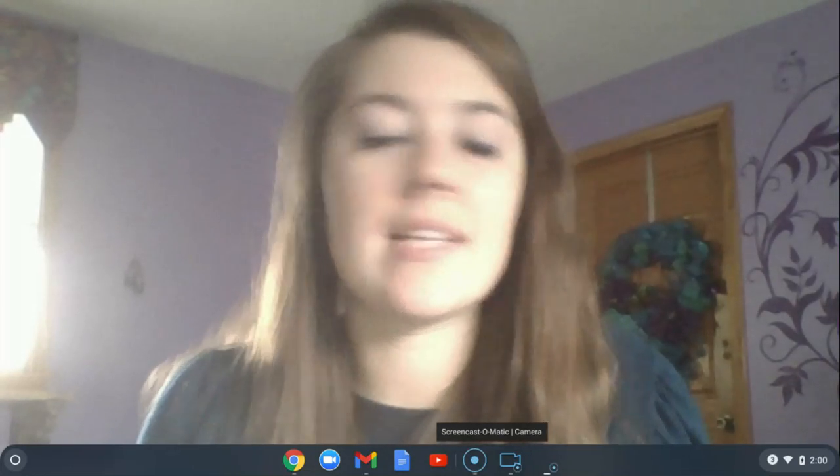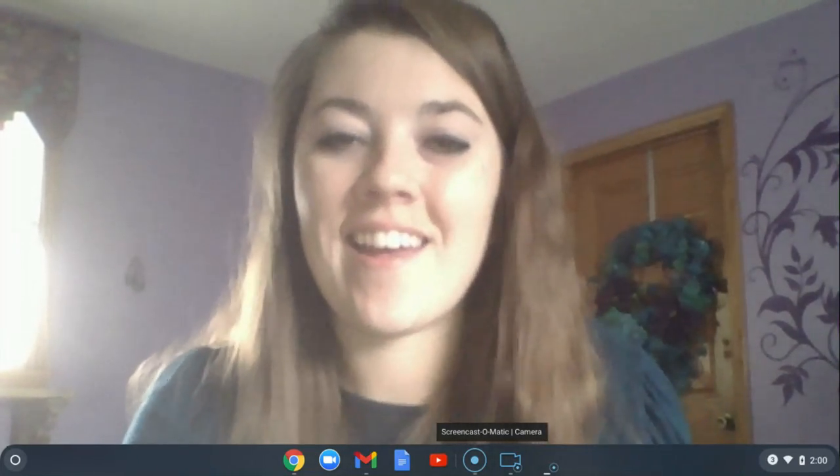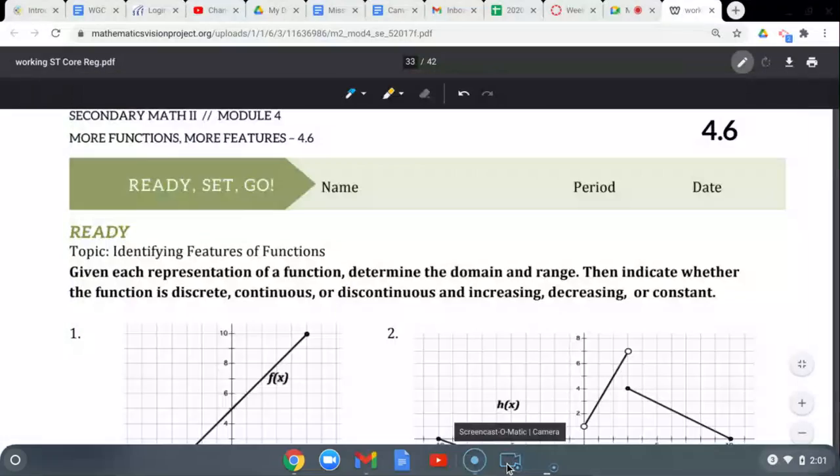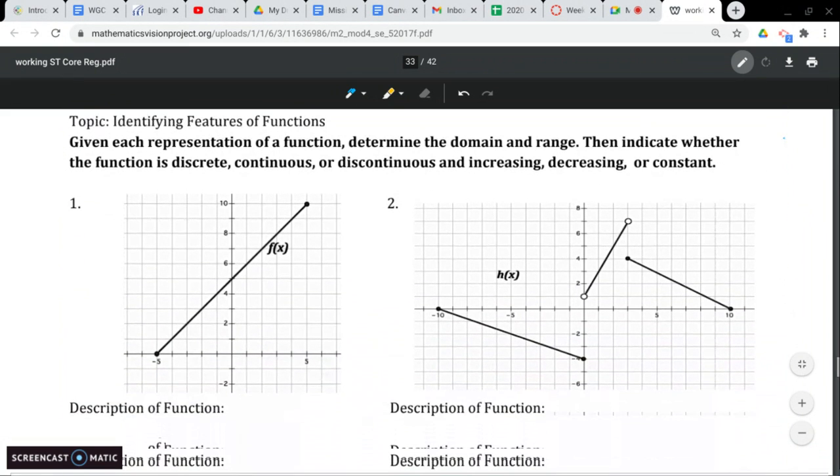Welcome back. So what we're looking at today is 4.6, Bernie's bikes. So let's go ahead and jump right in. For this first part, we are identifying features of functions. Given each representation of a function, determine the domain and range, then indicate whether the function is discrete, continuous, or discontinuous, and increasing, decreasing, or constant.